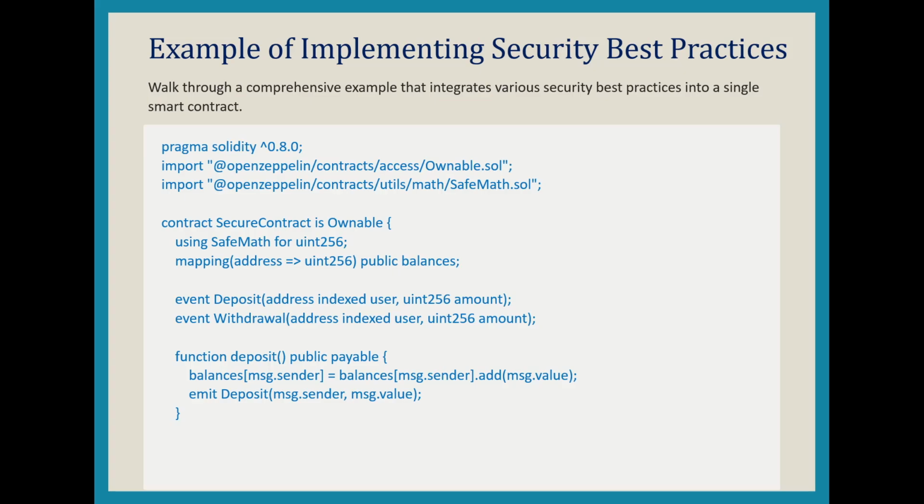Next, we have our events. Deposit: an event emitted when a user deposits Ether into the contract. It logs the user's address and the amount deposited. Withdrawal: an event emitted when a user withdraws Ether from the contract. It logs the user's address and the amount withdrawn. It's very obvious from the name, but these are what these events do.